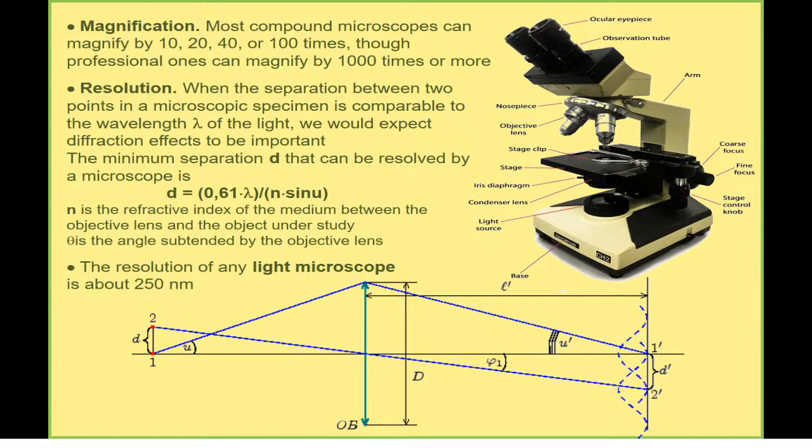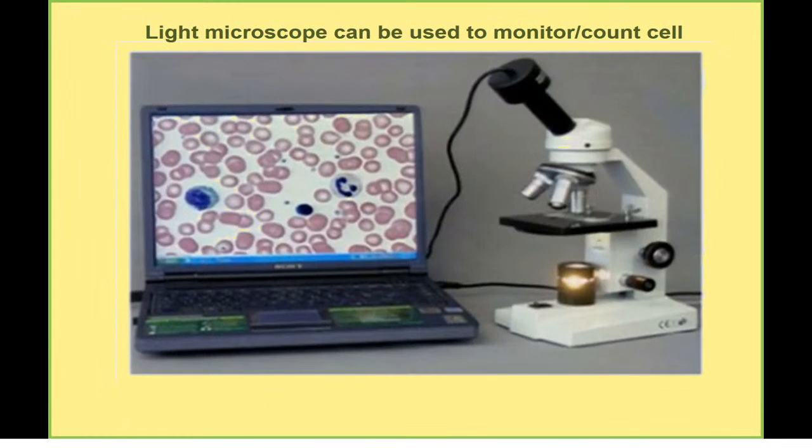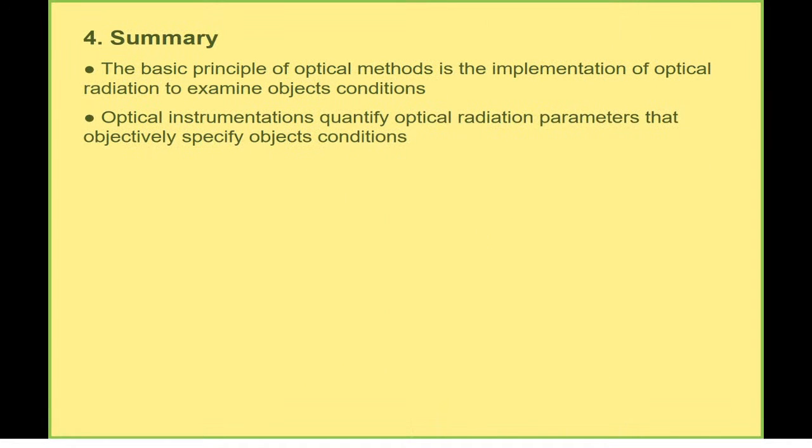And look how modern microscopes may look. You can use the display, not the eyepiece, to recognize what is under the microscope, and this is a more comfortable manner to investigate a specimen. So, in summary, the basic principle of optical methods is the implementation of optical radiation to examine objects' conditions.